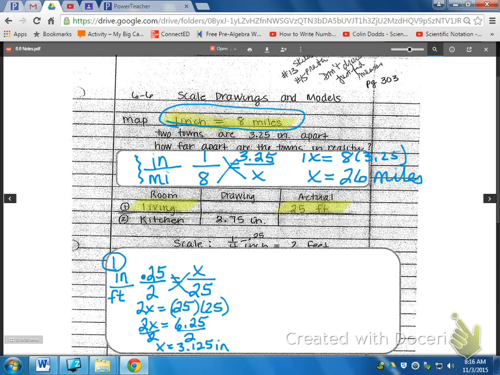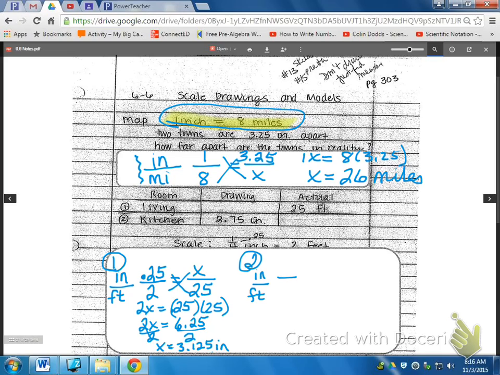So on these, don't round, just leave whatever places there are. All right, questions about that one? Number 2, we're looking at the kitchen. And the kitchen on the drawing is 2.75 inches. Okay, so we're going to go ahead and do inches to feet again.